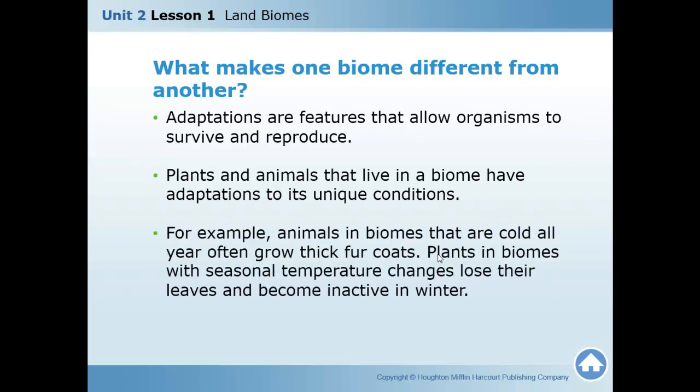So, in this lesson, we talked about the biome. A biome is a place in which the climate determines the type of animals and the type of plants which live in this place. So animals and plants make something we call adaptation according to the surrounding conditions. For example, animals in biomes that are cold all year often grow thick fur coats. Plants in biomes with seasonal temperature change lose their leaves and become inactive in winter.